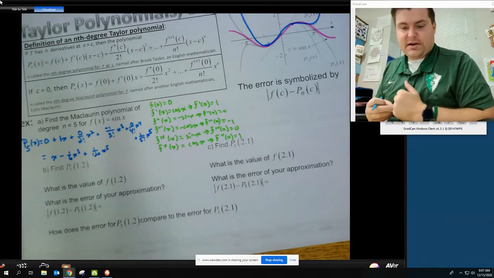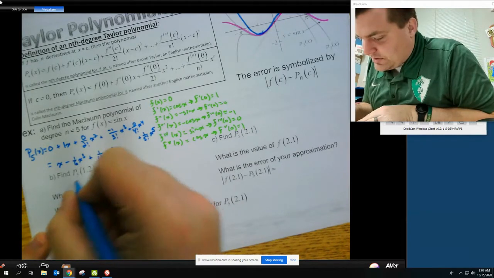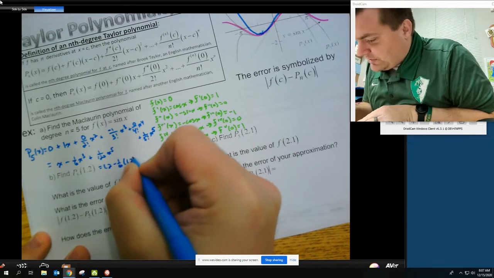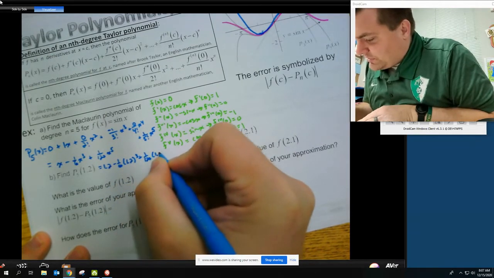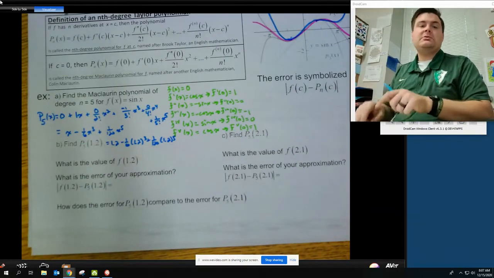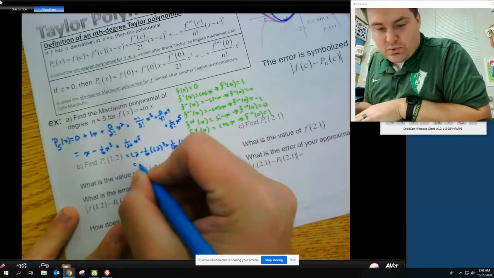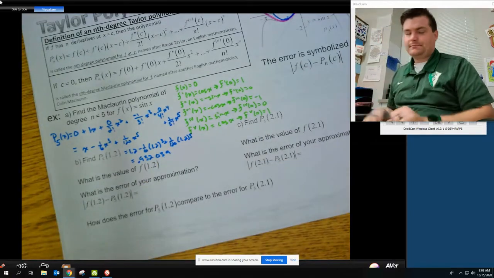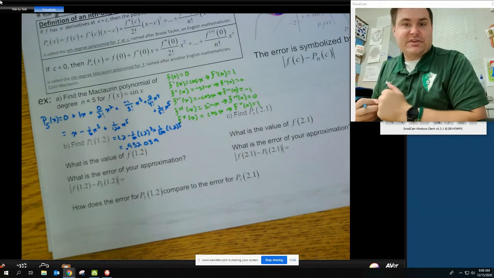So all we're going to do is just plug in 1.2 into this polynomial. So this is going to equal 1.2 minus 1/6 of 1.2 cubed plus 1/120th 1.2 to the fifth. You don't need to see me do that in the calculator, so we'll just pretend. And I got an answer of 0.932039. I just want to write out a bunch of decimals because I want to show you what the error is here.